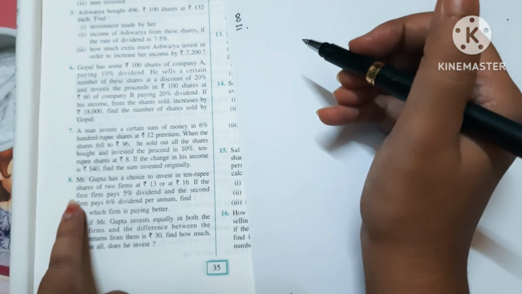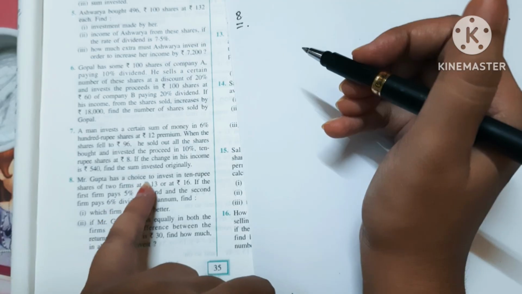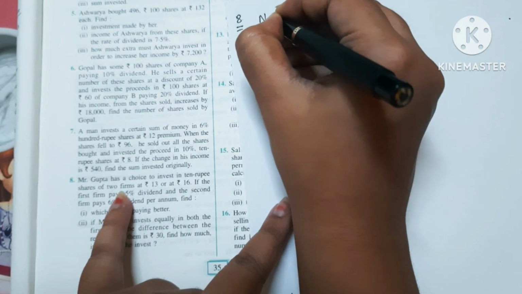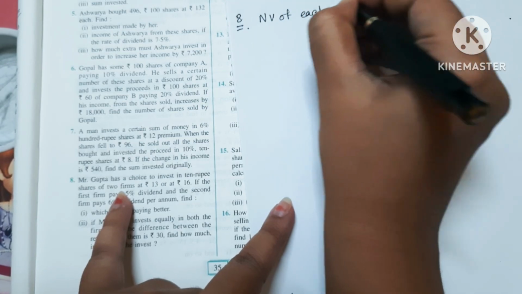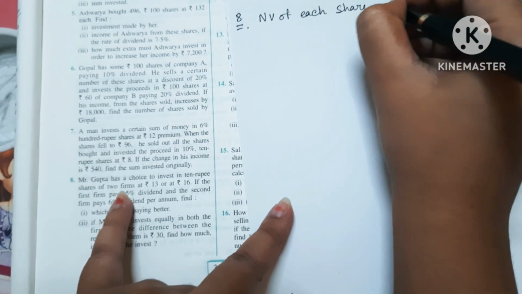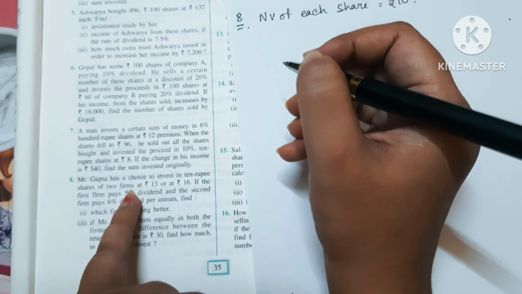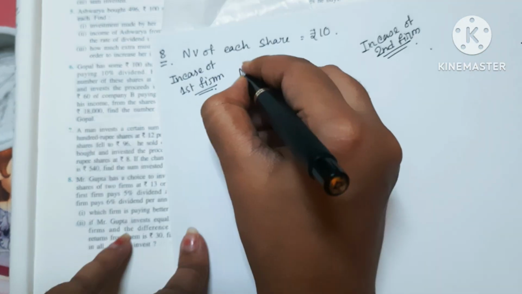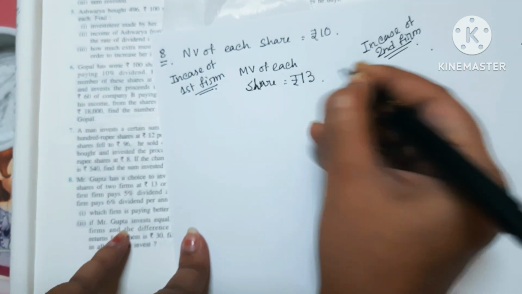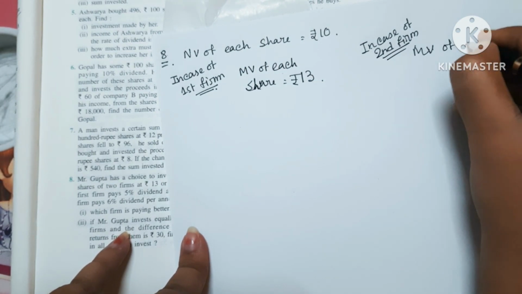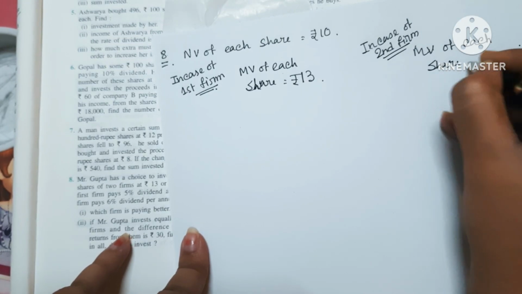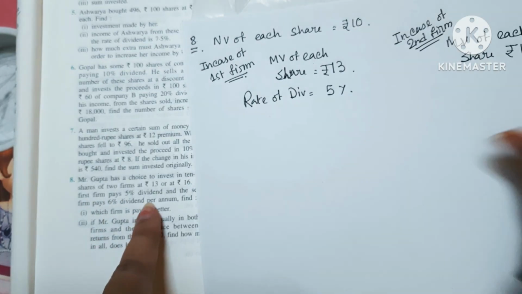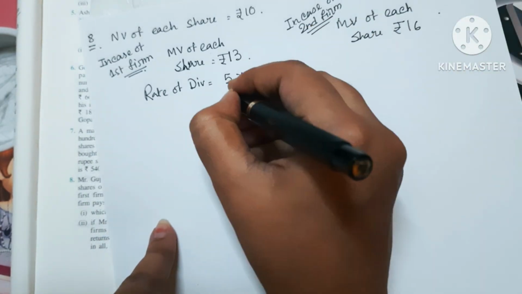Question number 8. Mr. Gupta has a choice to invest in 10 rupees shares of two firms. Nominal value of each share is rupees 10. Market value in case of the first firm is 13, and market value of each share of the second firm is rupees 16. Now, first firm, rate of dividend 5%, and in case of second firm, rate of dividend 6%.